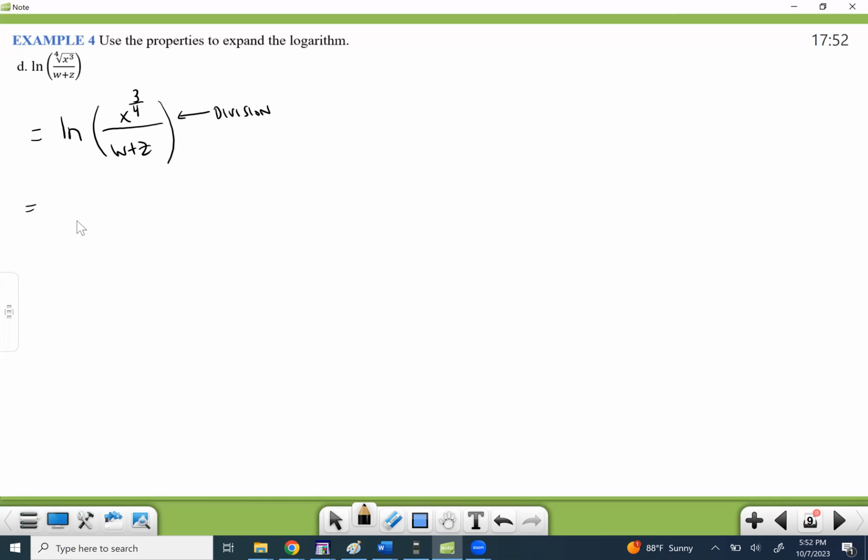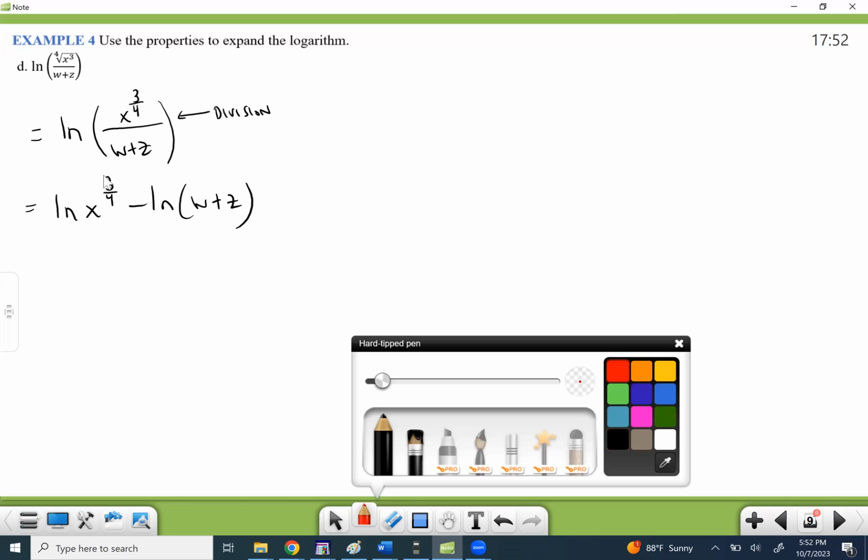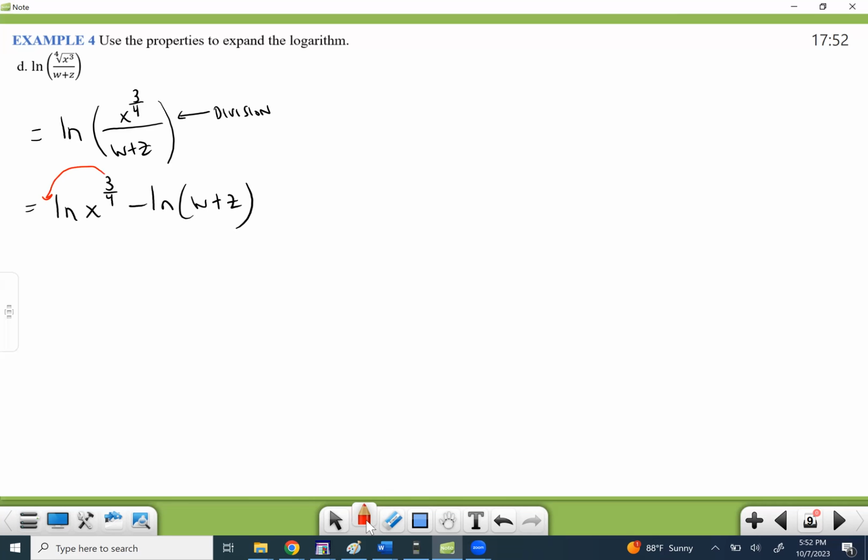All right, so this is going to become natural log of the top minus natural log of the bottom. And then we're going to go ahead and apply the power property to pull the 3/4 to the front. You keep going until you can't use the power, the product, or the quotient property. That's when you'll know that you can't simplify anymore, that you're done. There we go. Not too shabby.